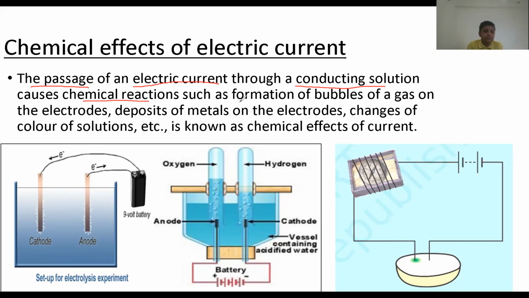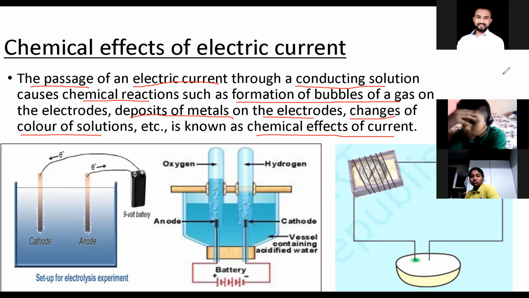Examples are formation of bubbles of gases. The different bubbles of different gases can be formed. Deposits of metals on an electrode, means some metals can be deposited on a metal. This you will understand later. And there can be changes in color also, the color of the solution may change. If any one of such things is happening, then we say that a chemical change occurred, and it is known as chemical effects of current, because all these chemical changes occur because of the current only. Understood? Is it clear to everyone?